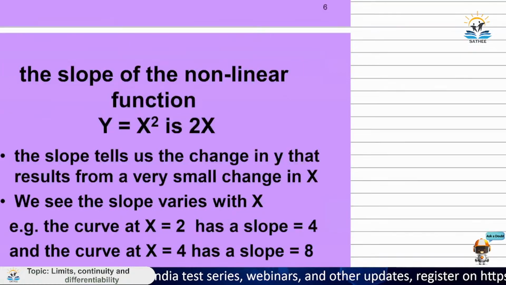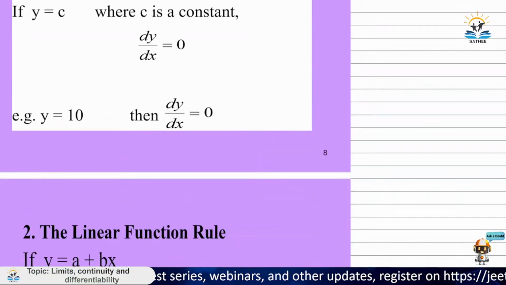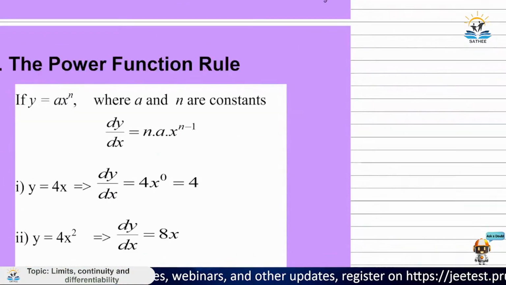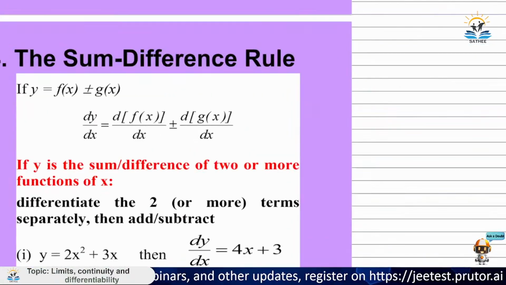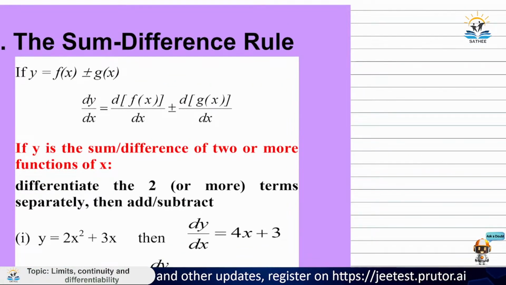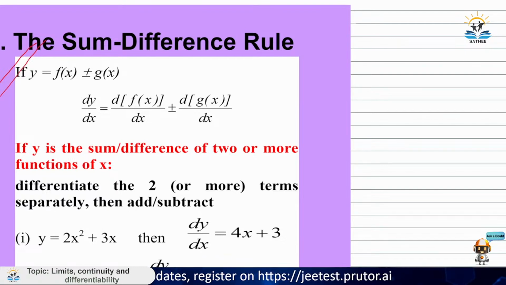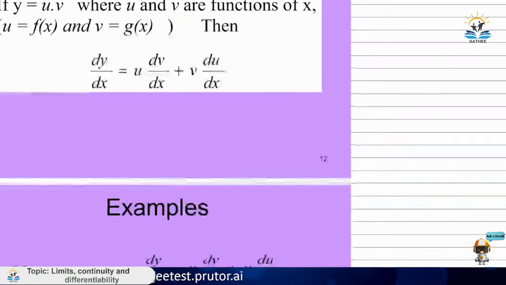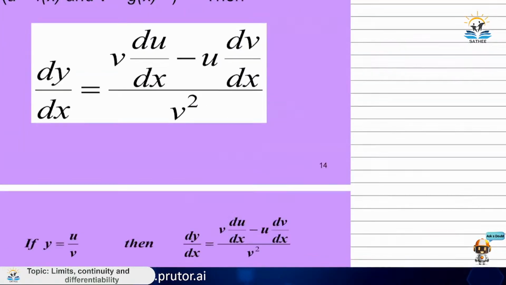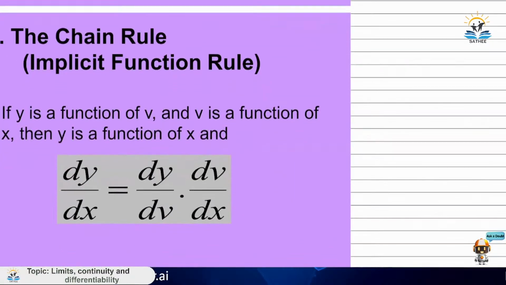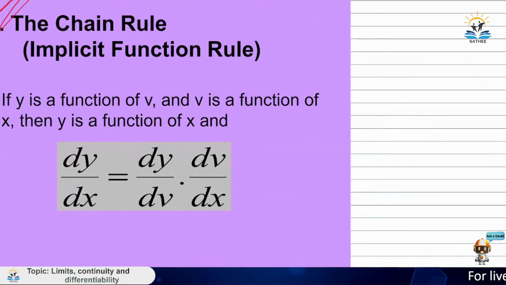Let's see some new concepts. The sum rule is very simple. If y of x is given to us as f of x plus g of x, and we have to find the derivative of y of x, it's simply the derivative of f of x plus the derivative of g of x. Product rule we just saw, quotient rule we just saw. Now the chain rule. The chain rule is very important, guys. It's a lifesaver for you.